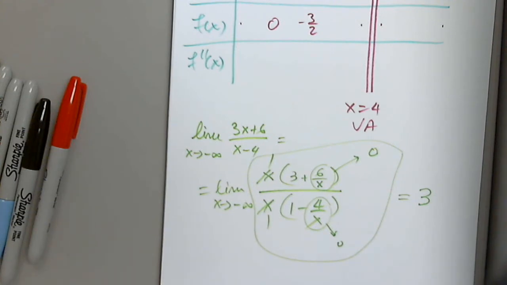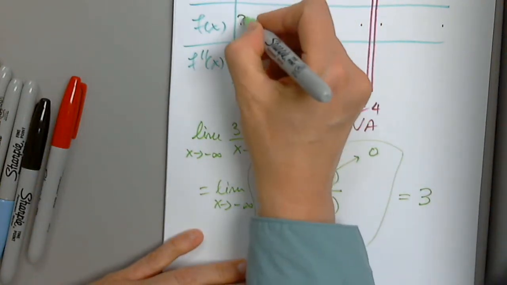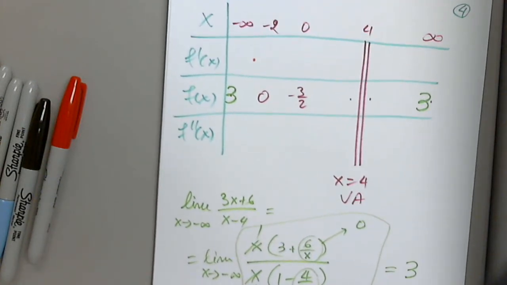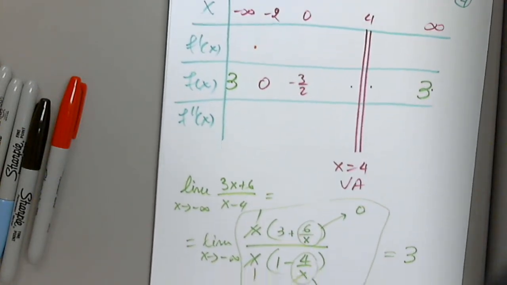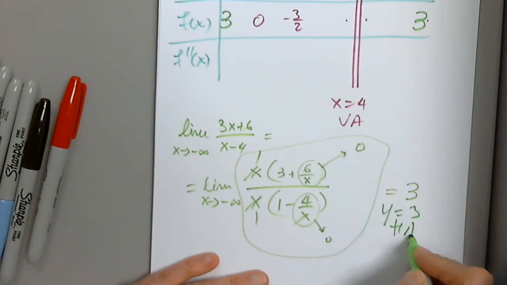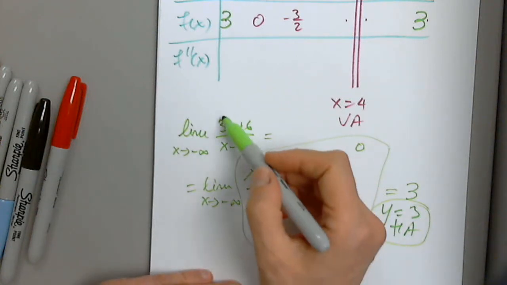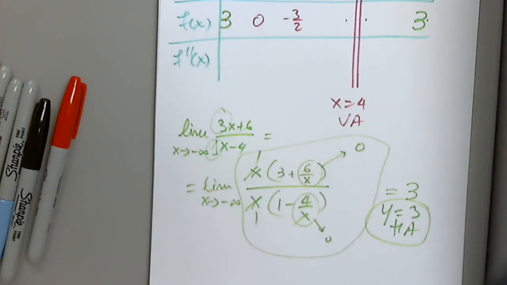Which we actually knew. This is a rational function type 1, same degree over same degree, leading coefficient over the leading coefficient. That's the horizontal asymptote, right? So 3 and 3. So y equals 3, horizontal asymptote. Leading coefficient over leading coefficient.